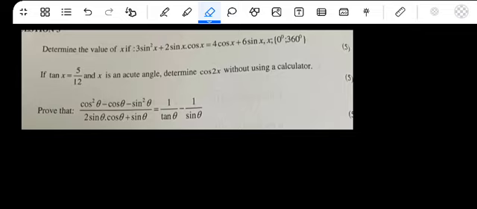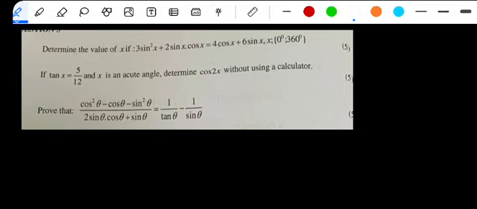All right, we have this question here. It's question 5. Someone sent me this paper and said I should do it. We should determine the value of x there. This is a general solution.